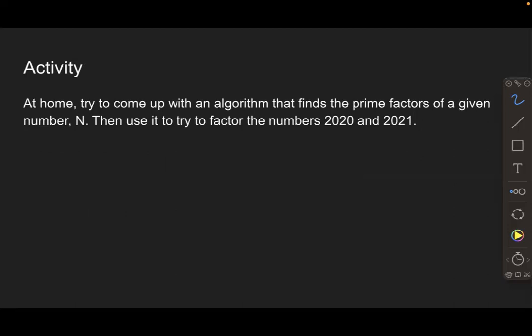Now, this is an activity I want you to try at home because I think it gives some good motivation as to why prime numbers are so important. Basically, if I give you a number n, try to find its prime factors. Like I just gave you 2020 equals 2 times 2 times 5 times 101, right? But how would you actually go through that?